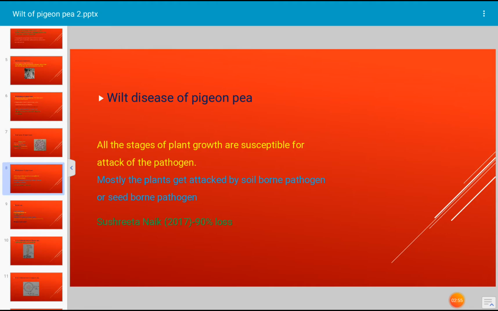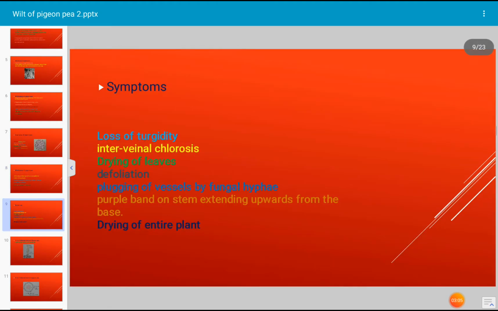Sushrita Naik in 2017 reported that there are 90% losses caused due to wilt disease of pigeon pea. Next, what type of symptoms are caused by wilt disease in pigeon pea? Loss of turgidity of leaves takes place. Interveinal chlorosis is very common and the leaves get dried. Heavy defoliation takes place, where leaves fall off on the ground.